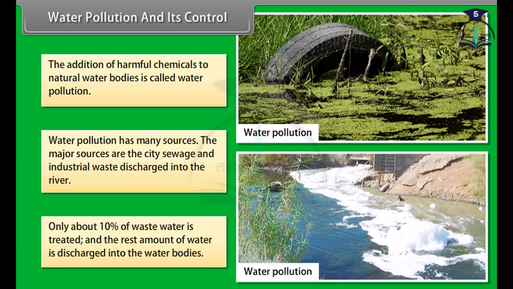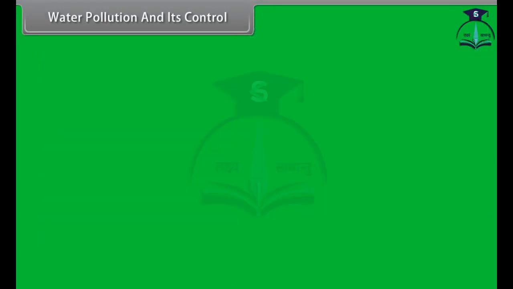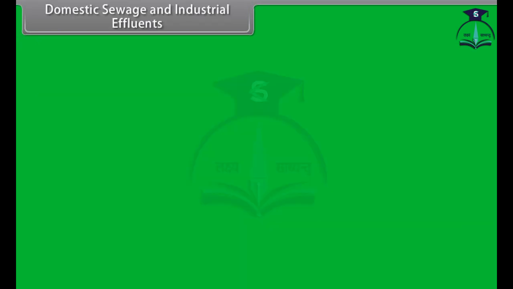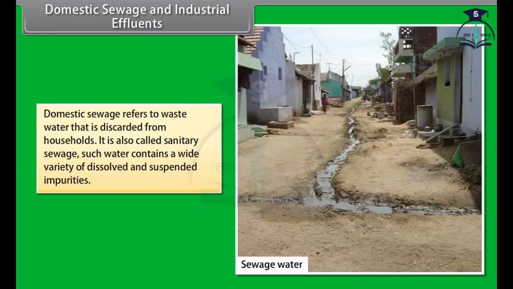Only about 10% of wastewater is treated and the rest is discharged into the water bodies. Agricultural runoff and water from the fields into the river is another major water pollutant, as it contains chemicals and pesticides. Domestic sewage and industrial effluents. Domestic sewage refers to wastewater that is discarded from households. It is also called sanitary sewage.